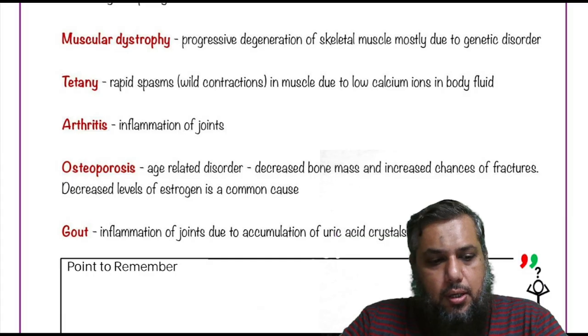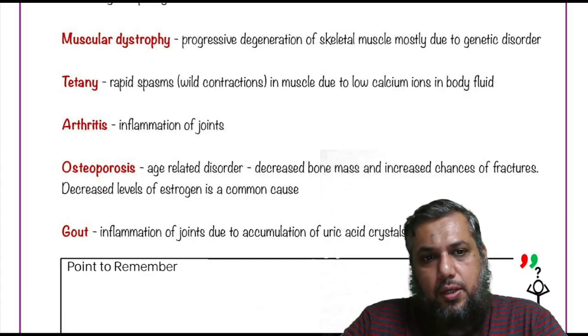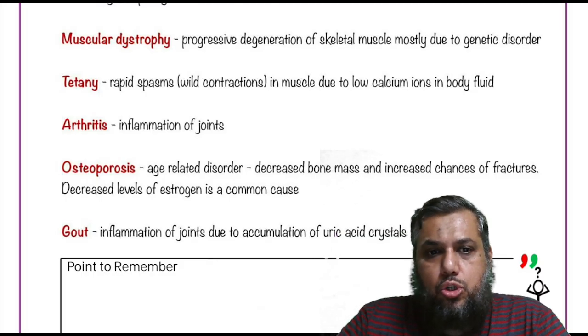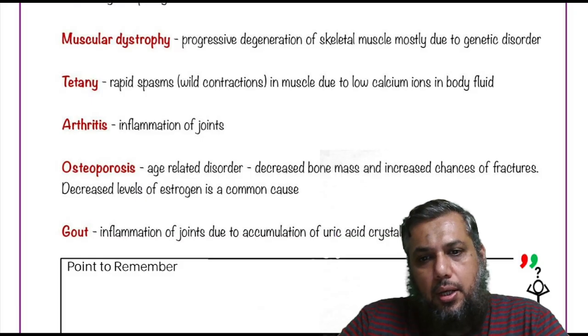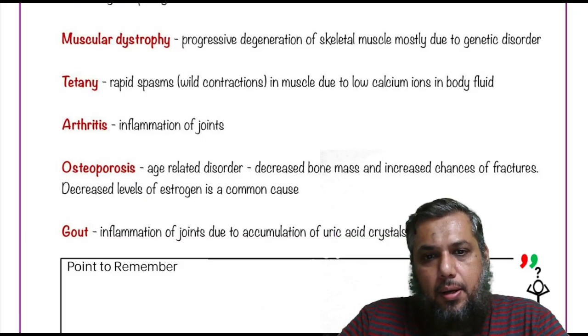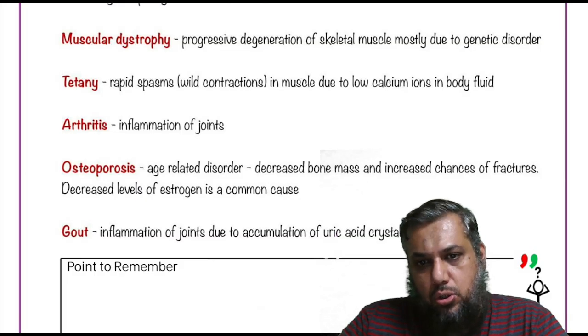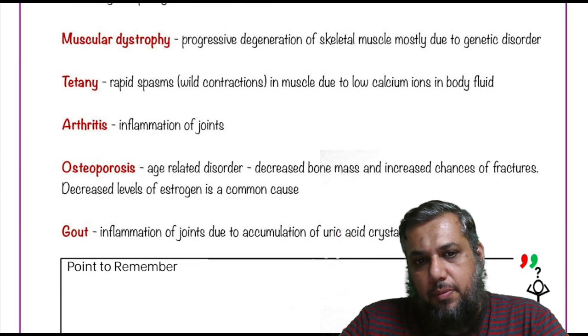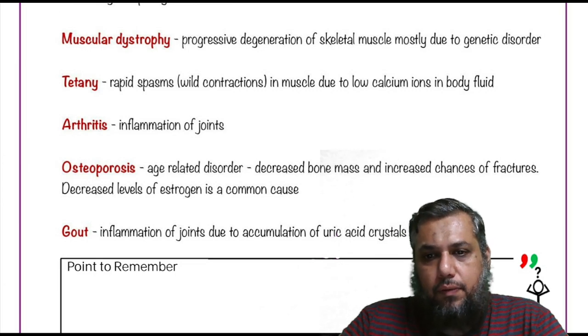आर्थराइटिस इज बेसिकली जॉइंट्स में सूजन आना, is called arthritis. The next one is osteoporosis. ये एक एज रिलेटेड डिसऑर्डर है जहां पे बोन मास कम हो जाता है, there is loss of calcium, increased chances of fracture. Very common in females after menopause because of the low level of estrogens.